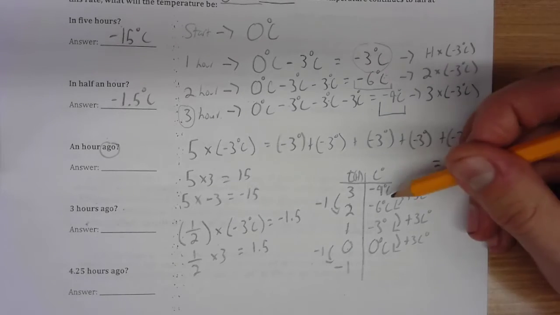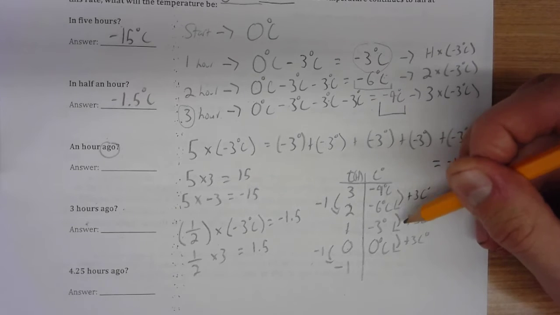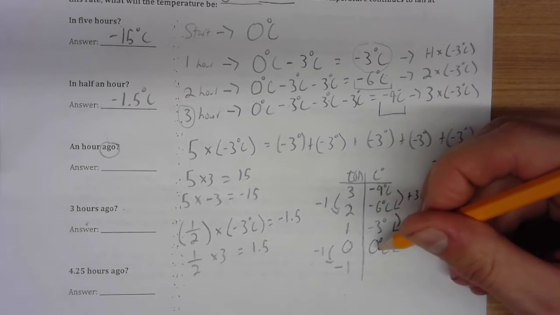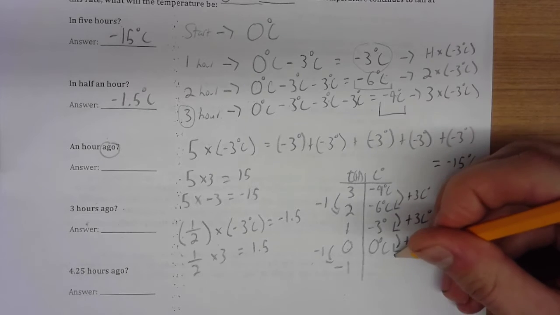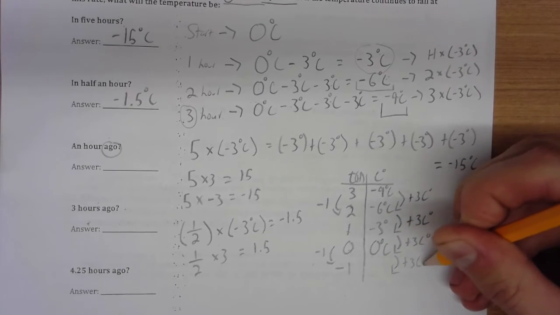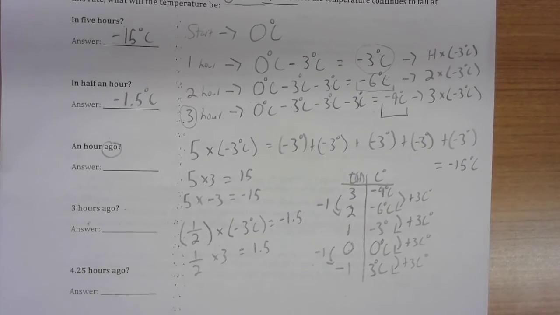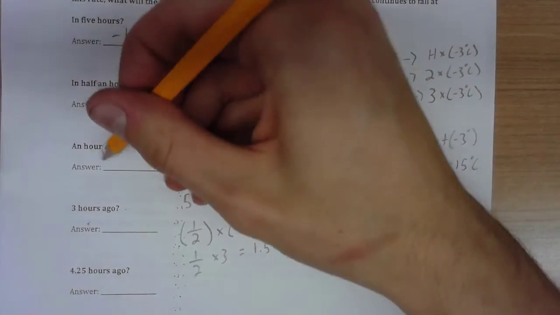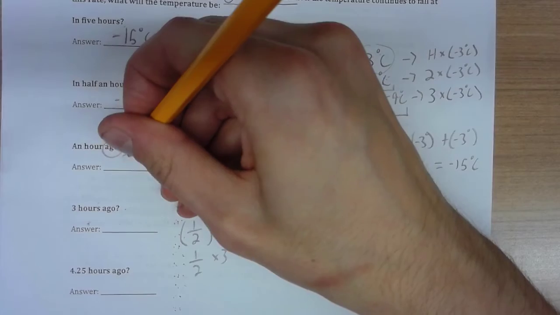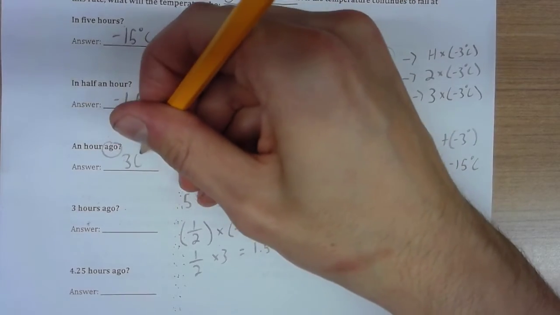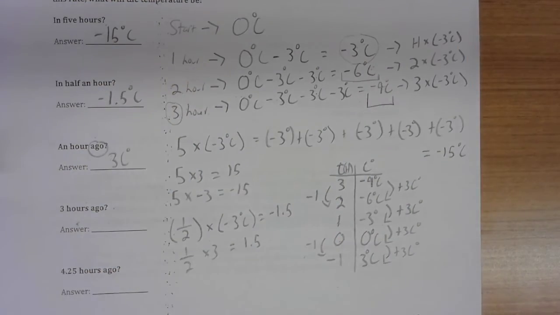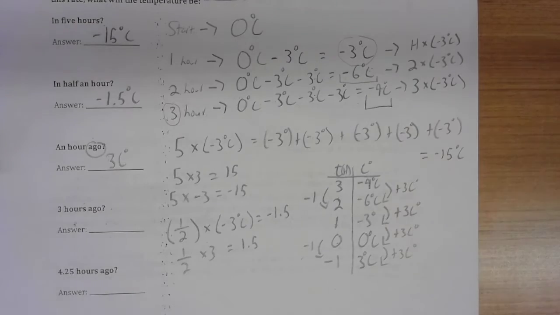What is happening on this side? Every time we are increasing by 3. So now we are going from 0 plus 3 degrees Celsius. That is going to leave us at 3 degrees Celsius. So that is our answer for this first problem. Keep in mind it's a positive 3 degrees Celsius, and you can tell that by our charts over here.